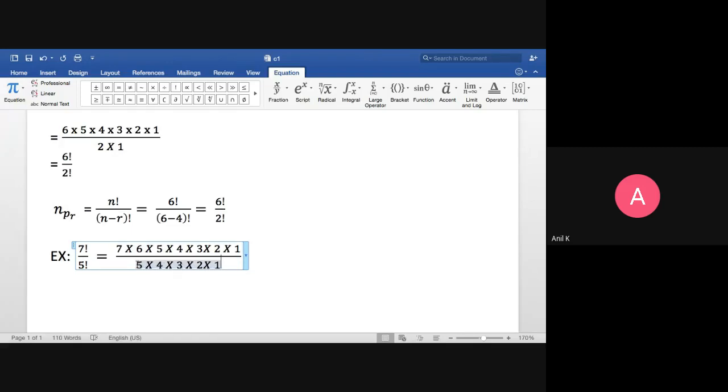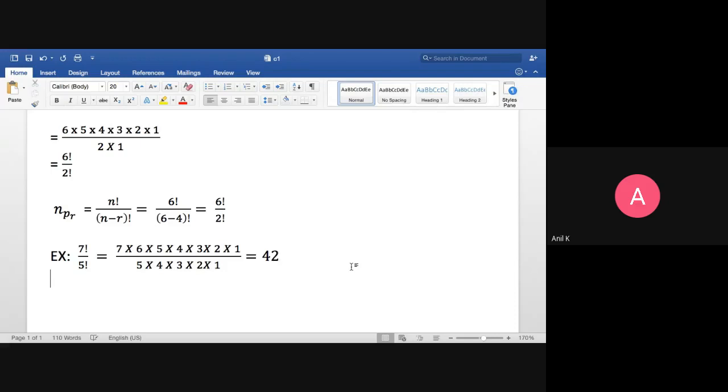Now as it is multiplication, the 5, 4, 3, 2, 1 in the denominator will get cancelled with the 5, 4, 3, 2, 1 in the numerator. Because it's multiplication, I can cancel numerator and denominator. Now what is left in the numerator is 7 into 6, and in the denominator 1 is left. So 7 into 6 is 42. So the final answer is 42.